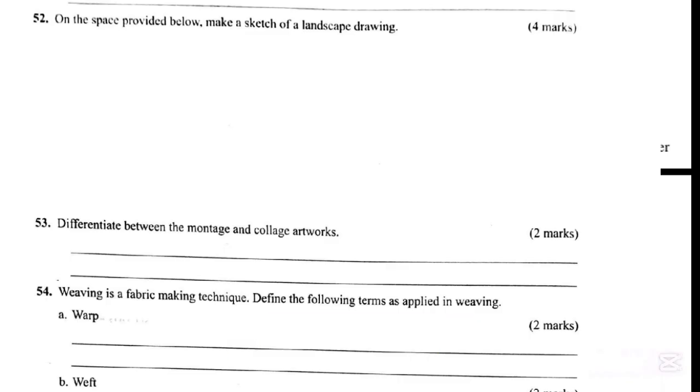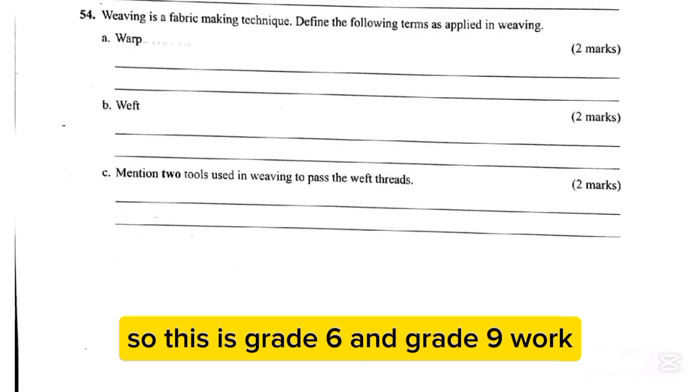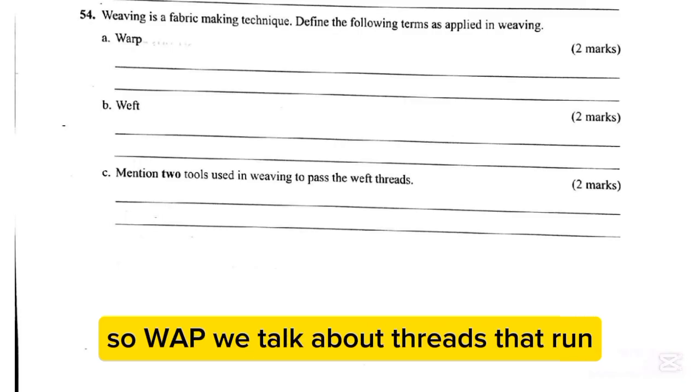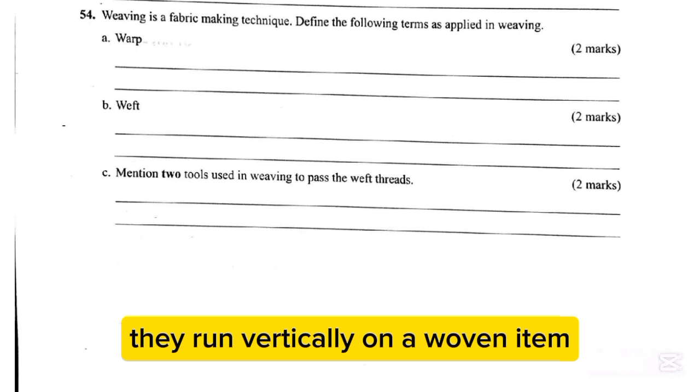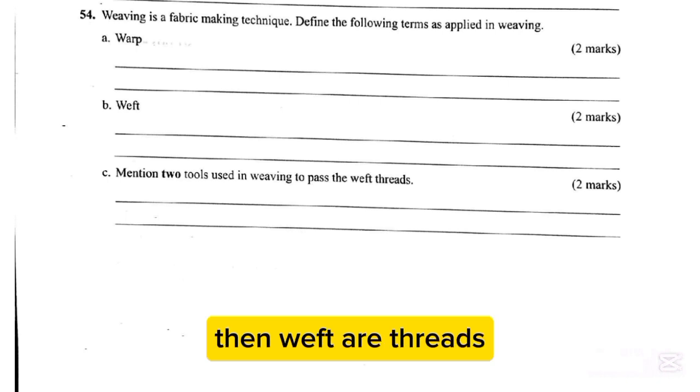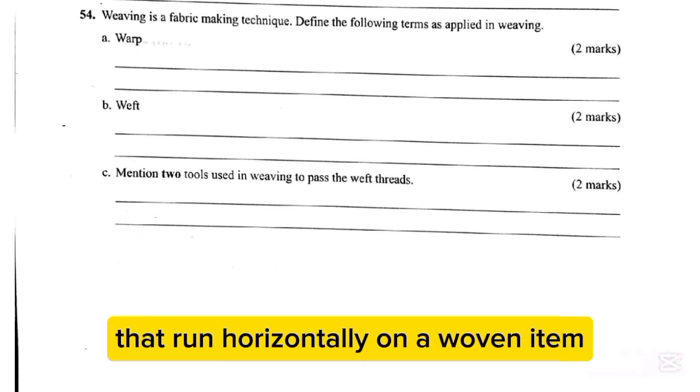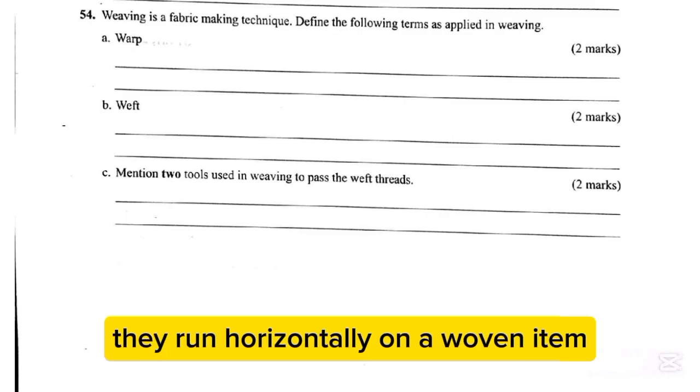Question number 54. Weaving is a fabric making technique. Define the following terms as applied in weaving. So this is grade 6 and grade 9 work. Warp, we talk about threads that run vertically on a woven item. Then weft are threads that run horizontally on a woven item.